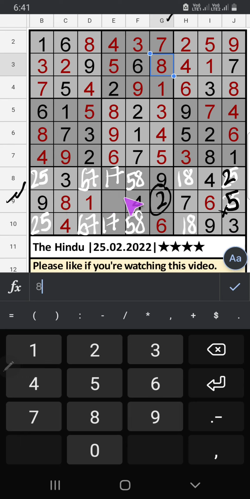Ninth row, only one number is remaining, 3. 3 is confirmed here. Eighth row, we have 2. So 2 can't come in this cell. 2 is confirmed here. Then 5 is here. Eighth row, we have 5. So 5 can't come in this cell. 5 is confirmed here. Then 8 is here.